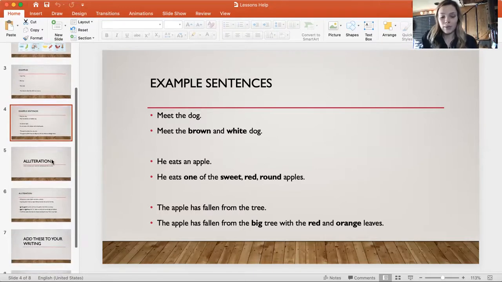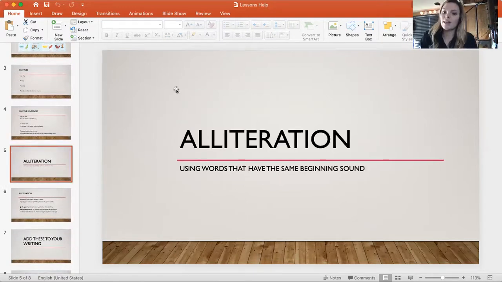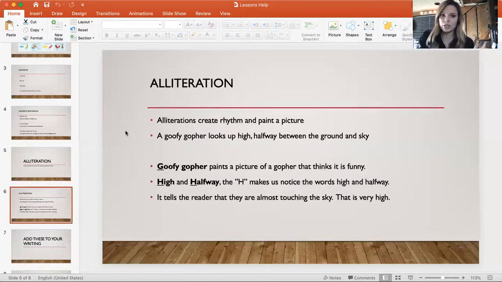Another detail that you may add to your writing is called alliterations. So these are using words that have the same beginning sounds. That might sound a little confusing to you, so I'll give you some examples. Alliterations in your story create some rhythm and paint a better picture in our heads when we're reading, kind of similar to adjectives.